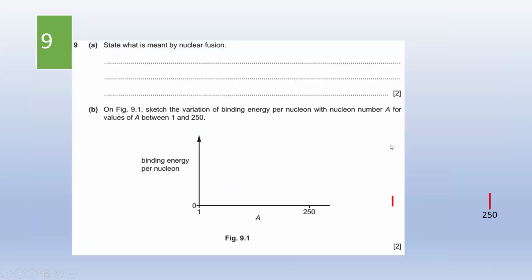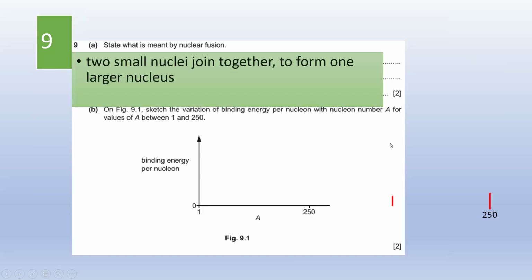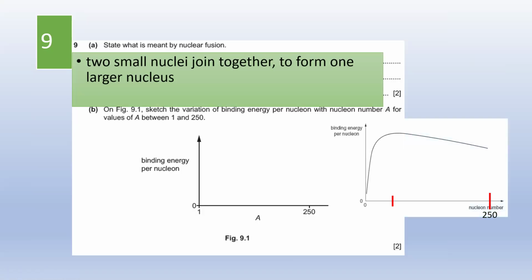What is meant by nuclear fusion? Two small nuclei join together to form one larger nucleus. We are asked to draw the graph. It doesn't go to 0. And then this is 50, 56. At that point, 56. There is 250 about here.